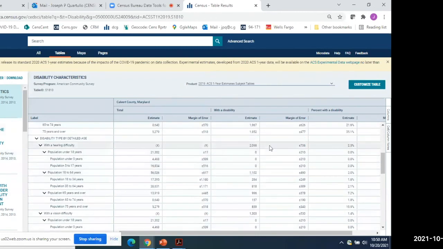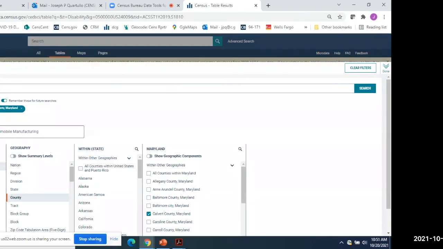So if you needed to know how many people in Calvert County 65 and over identify as disabled, the answer is 996. And there are 13,000 people in Calvert County that are over 65, so there's the percentage there, 7.2%. So with data.census.gov, you use filters, and the filters give you the opportunity to not only filter for a geography, but filter for a topic. You could also filter for a year.